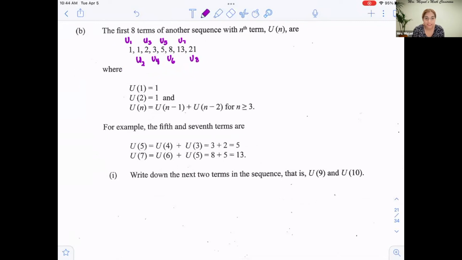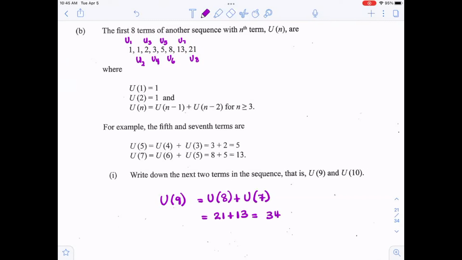What they are asking is for the next 2 terms in the sequence. That is U9 and U10. So what precedes U9? What are the 2 numbers? U8 plus U7, Miss. Now, according to this, U8 is 21 and U7 is 13. So we can replace this with 21 plus 13 to get 34. Do you all have that? Yes, Miss. All right.